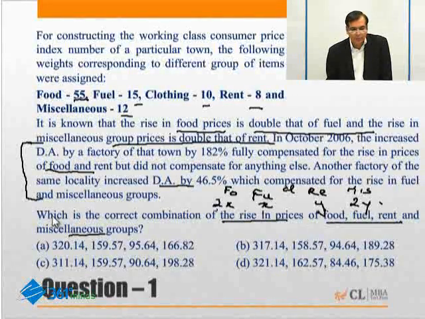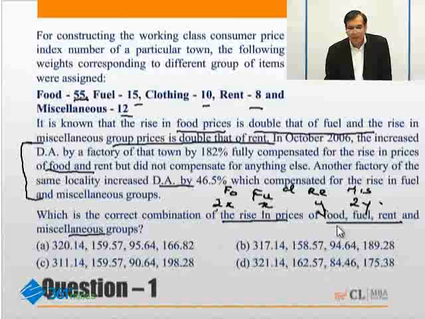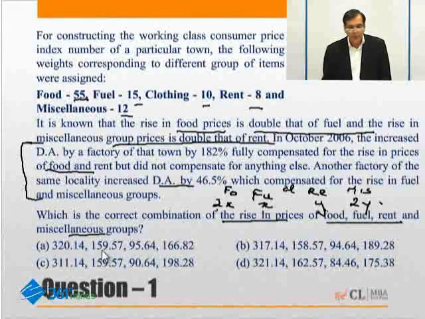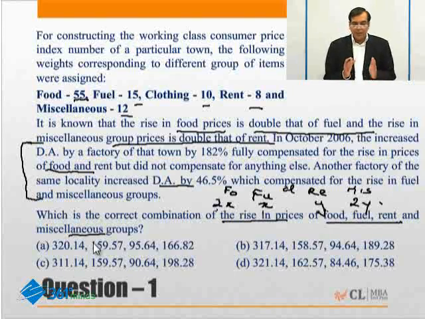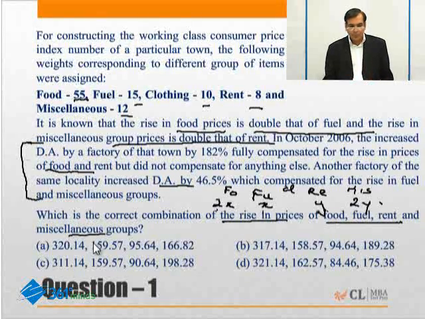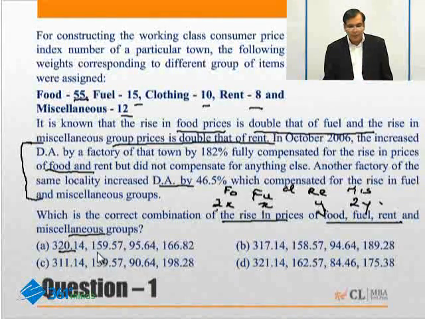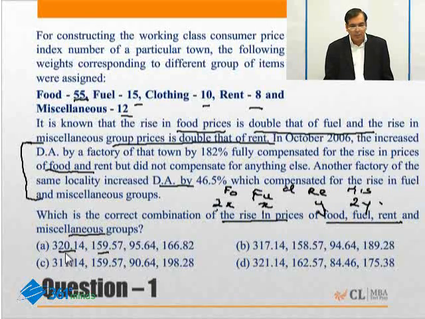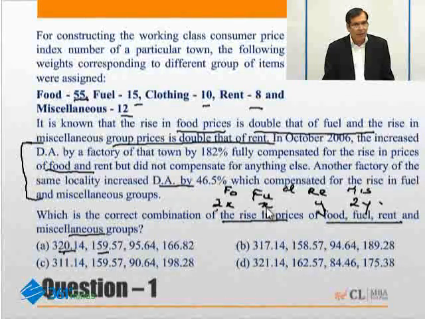Let us check that out. Which combination of increase in price of food, fuel, rent, and miscellaneous is the correct combination? All I would look for is in which of these four combinations the first number is double the second. Why? Because the first number corresponds to food, the second number corresponds to fuel, and the food increase has to be double that of the fuel increase. Similarly, in which combination is the last number double the third number? Because the last number corresponds to miscellaneous while the third number corresponds to rent.